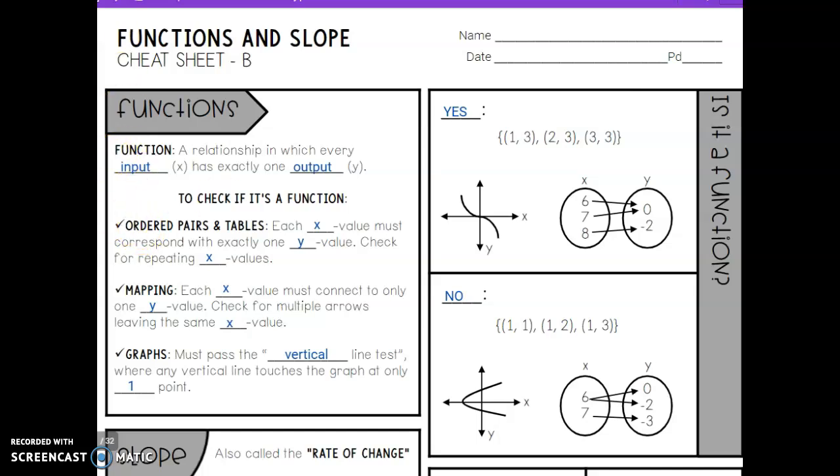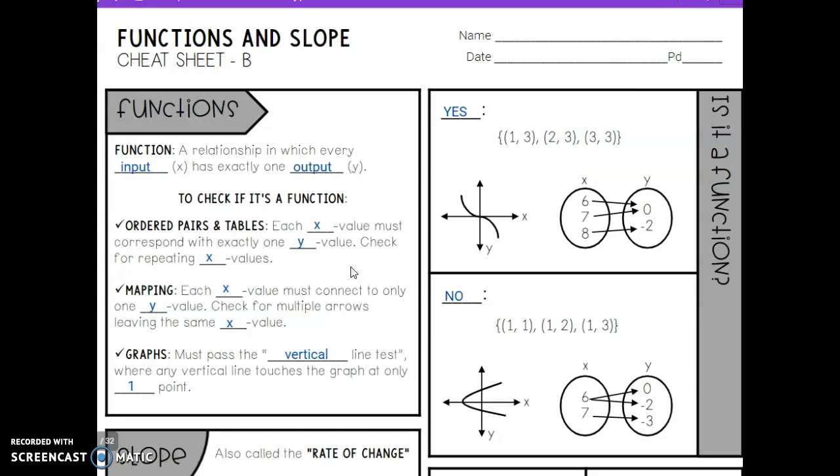In order to check to see if it is a function, if you are given an ordered pair, you are checking to make sure that there is only one x value. X cannot repeat. Y can repeat all at once. It could be the exact same number. But the x value can only be listed one time in order for that set of ordered pairs to be a function.